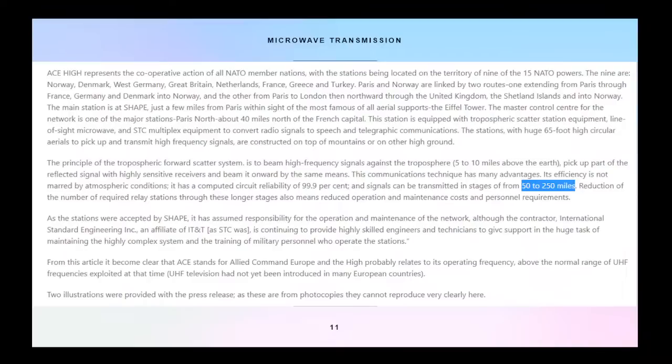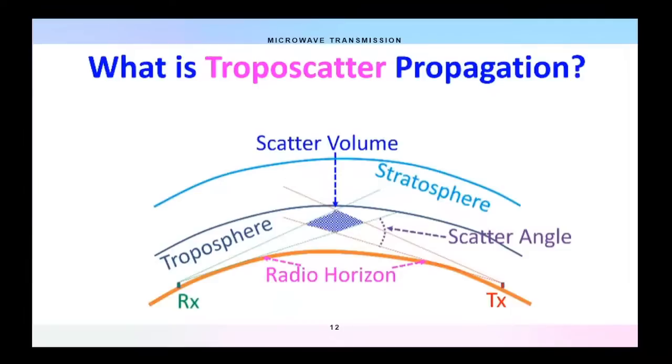Okay, so anyway, it goes 50 to 250 miles consistently, 99.9% of the time, not affected by atmospheric conditions. So it's not diffraction and it's not refraction, as the term is normally used. Okay, so what is troposcatter propagation?